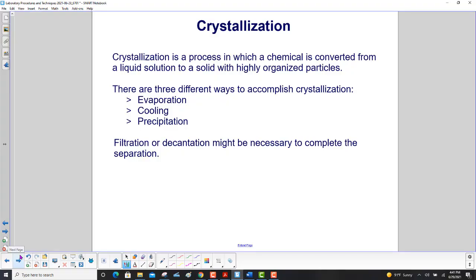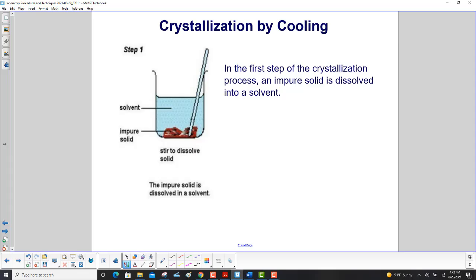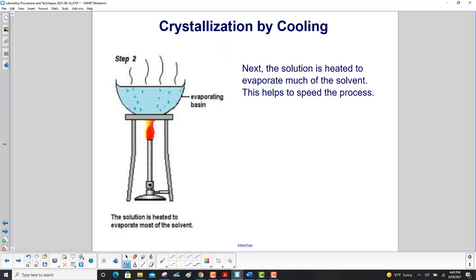Crystallization is a process in which a chemical is converted from a liquid solution to a solid with highly organized particles. There are three different ways to accomplish this: evaporation, cooling, and precipitation. Filtration or decantation might be necessary to complete the separation. In the first step of the crystallization process, an impure solid is dissolved into a solvent. Next, step 2, the solution is heated to evaporate much of the solvent. This helps to speed up the process.